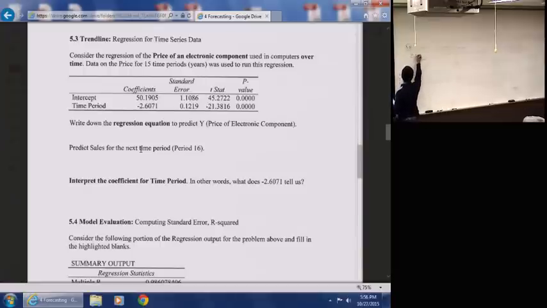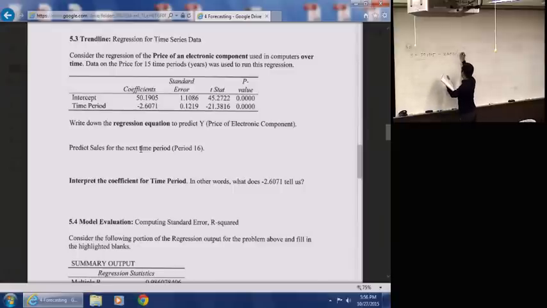So what would the regression look like? Y equals 15.1905, minus 2.6071 times x, or time, right? So this would be time, or x. Okay, so that would be the regression equation.